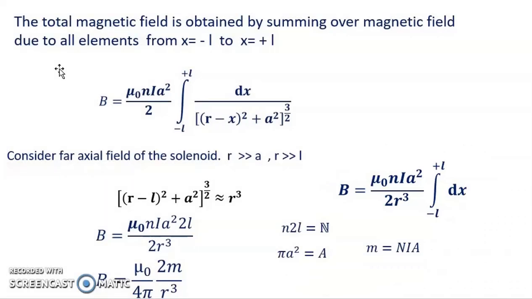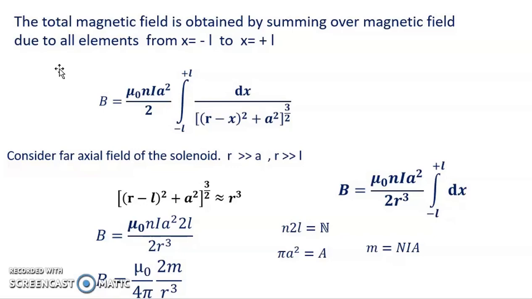The integral of dx is, we know, the length of the solenoid, which is 2L. Substituting there, B is equal to mu0 n i a squared 2L by 2 r cube. We know n into 2L is the total number of turns, capital N. We have a squared there, so we have to multiply by pi, and therefore in the denominator we also have to multiply by pi. Pi a squared is equal to capital A.